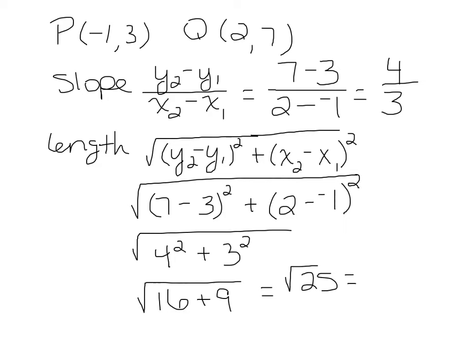The square root of 25, you can do that in your calculator. If it's not a perfect square, you'll come up with a decimal. One place after the decimal will be sufficient. The square root of 25 is 5.